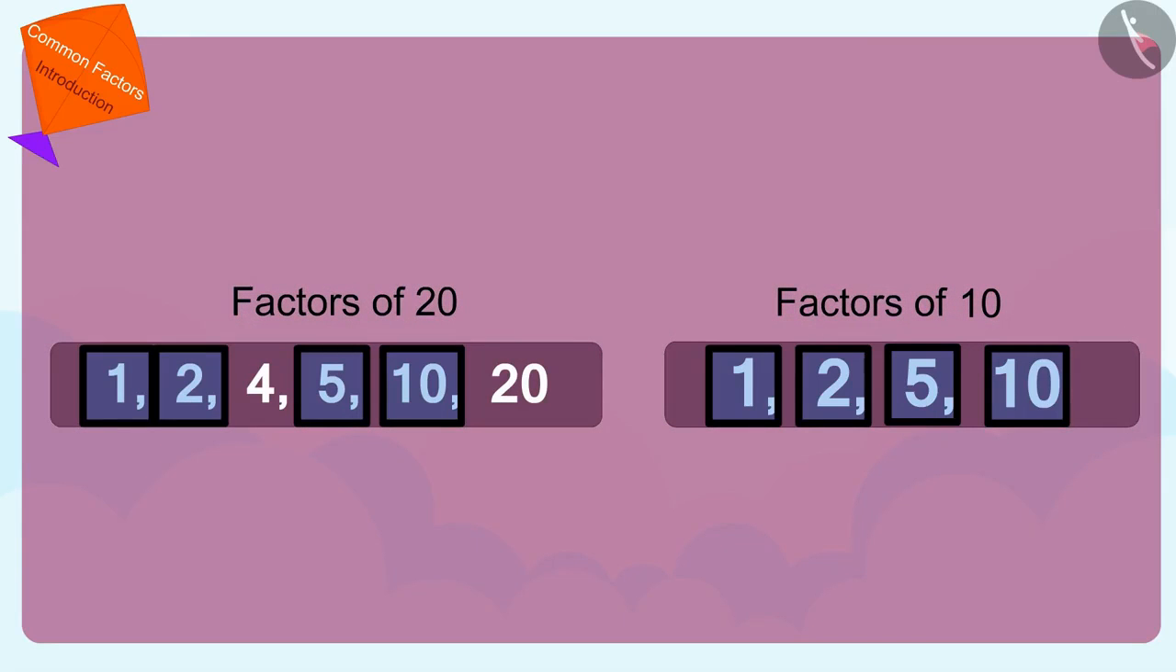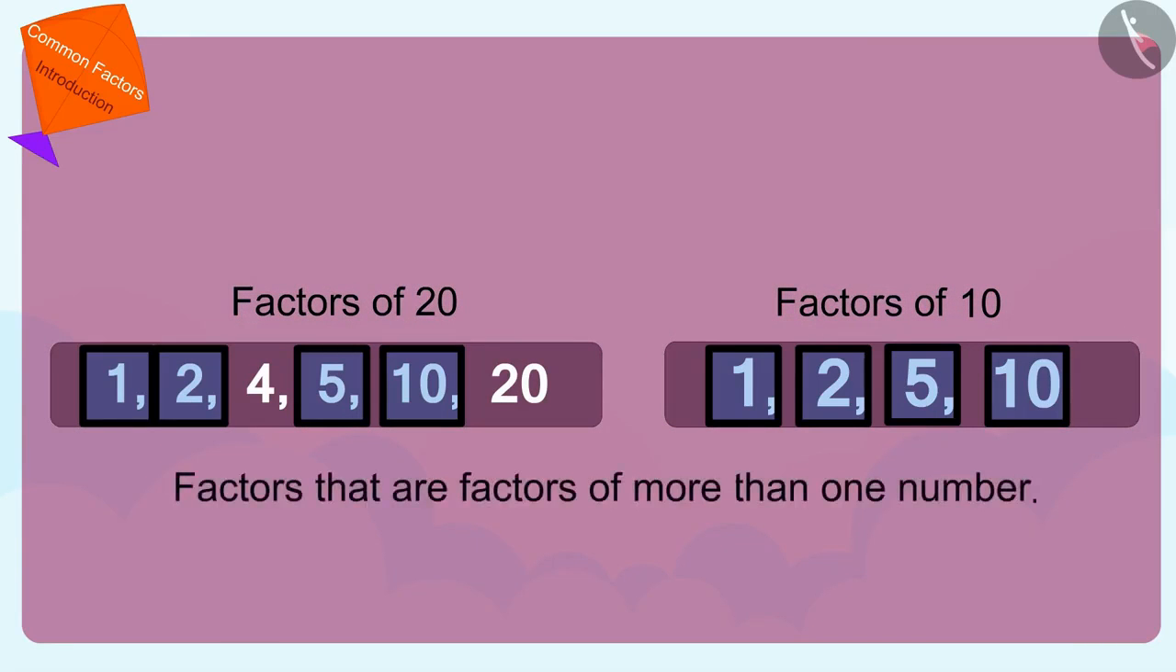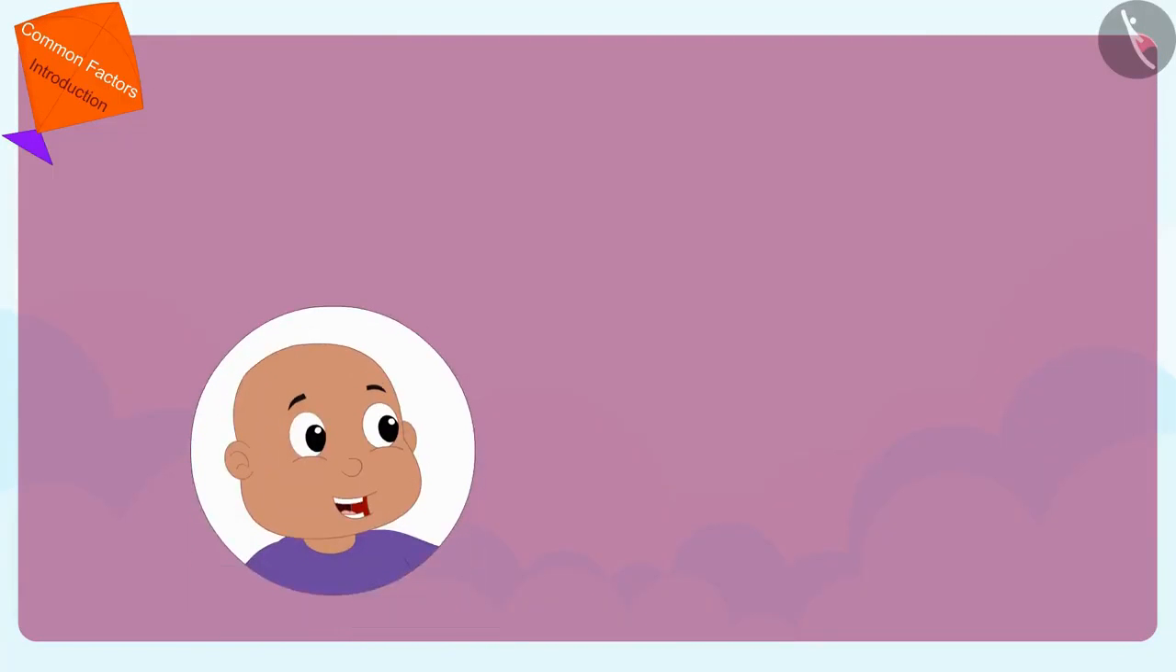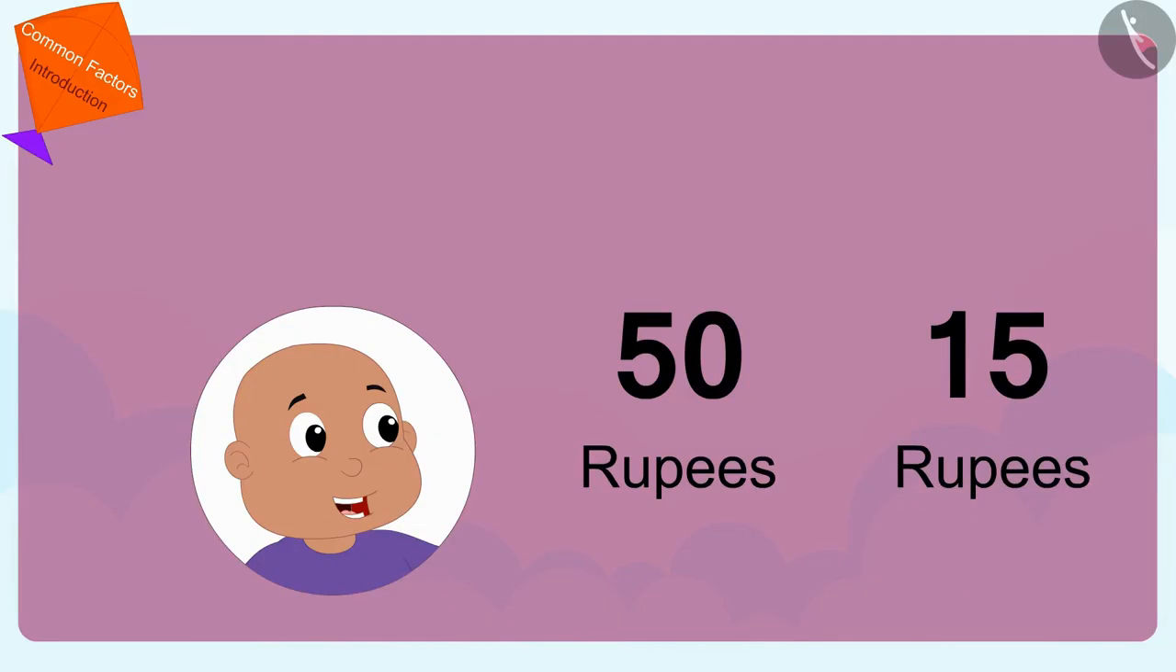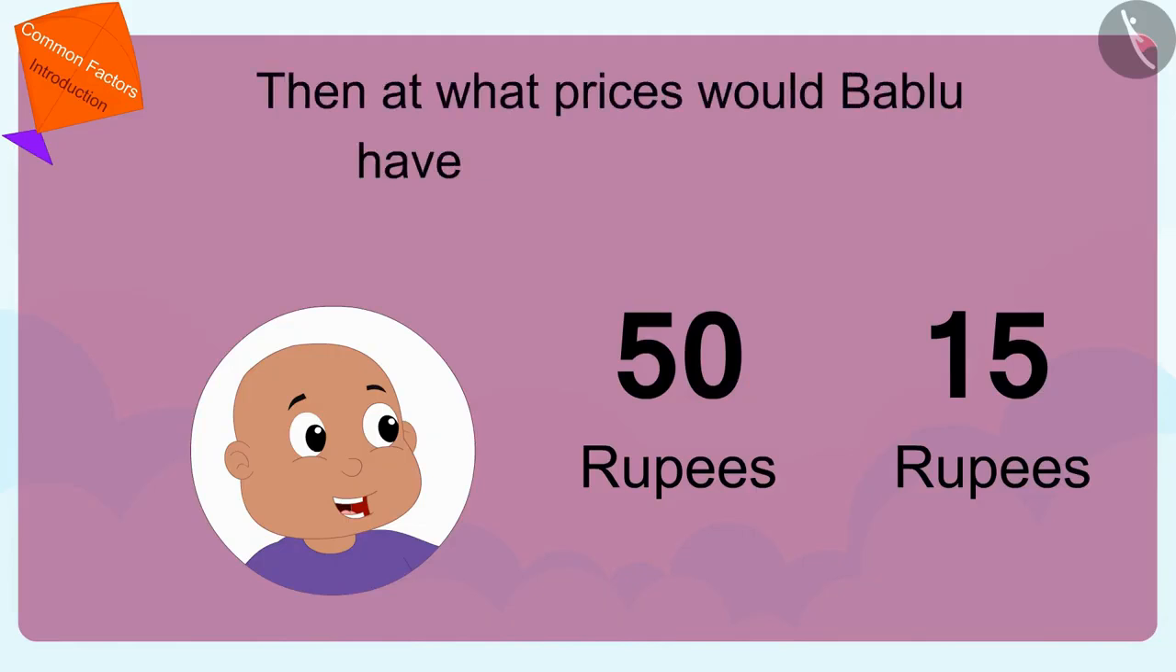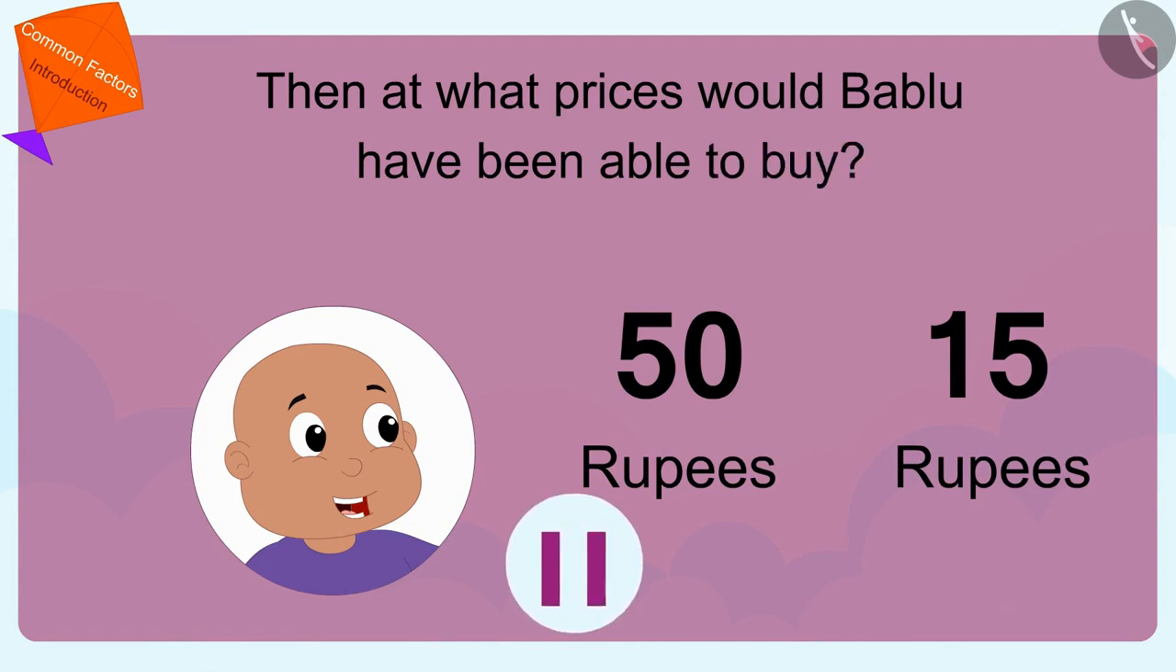And kids, do you know that factors that are factors of more than one number are called common factors of those numbers? If Bablu had 50 and 15 rupees, then at what prices would Bablu have been able to buy? If you want, you can pause the video and find the answer.